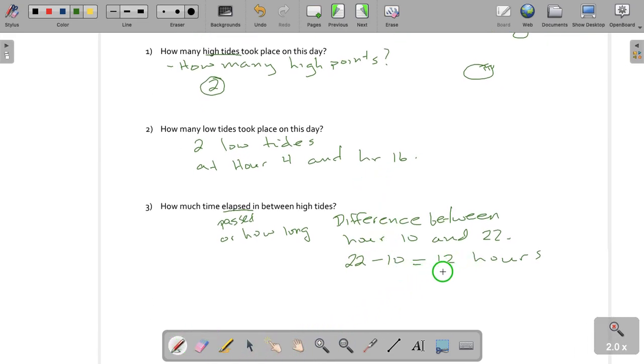I like to circle my answers or underline my answers. We always know where our answers are, right? 2 low tides right there. How many high points? 2. Okay, that's interpreting graphs.